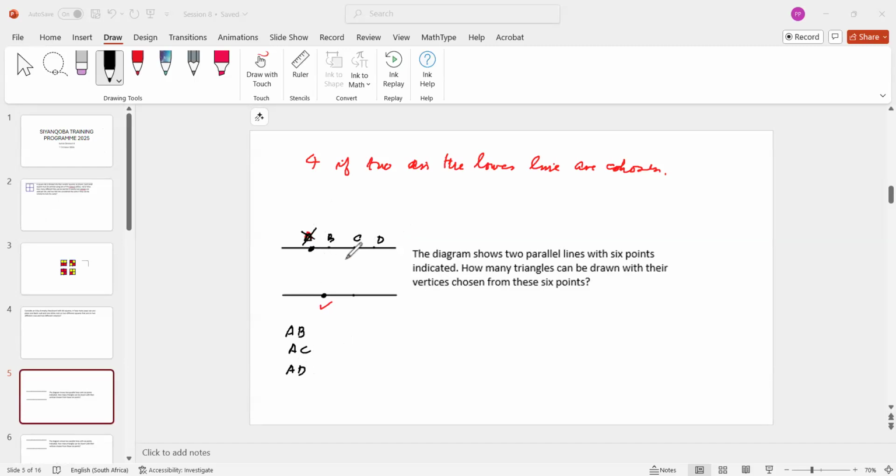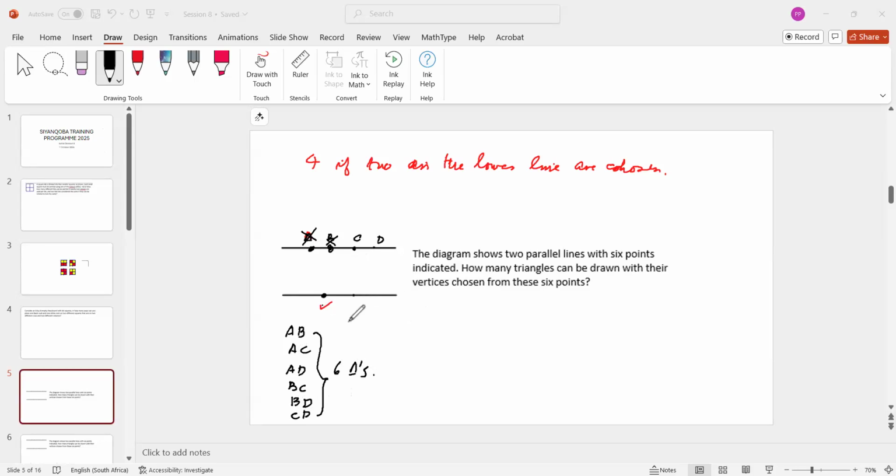Now suppose we don't choose A, we choose B. Then you can have BC and BD. We don't have to choose A now because we've already done that. So that takes care of B. And as far as C is concerned, you can only have CD. So for this point here, there are 6 triangles, if I choose that as one of the vertices.